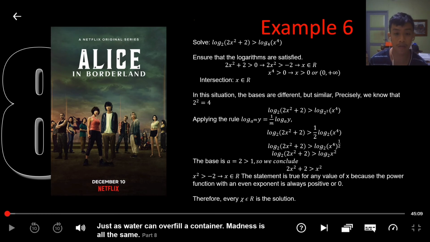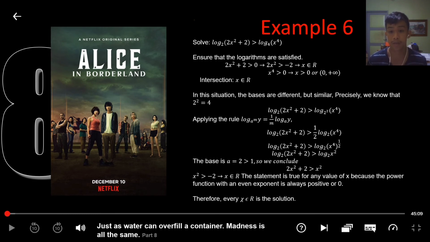From the right side of the original inequality, we have x to the power of 4 greater than 0. By getting the fourth root of both sides, the result is x greater than 0, or the interval 0 to positive infinity. In interval notation, the intersection of these two results is that x is an element of the real numbers.